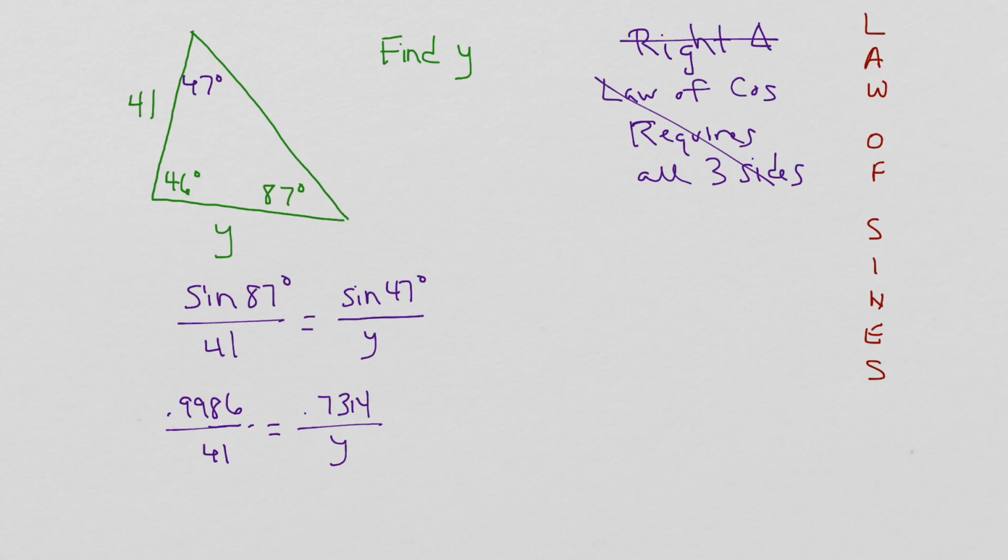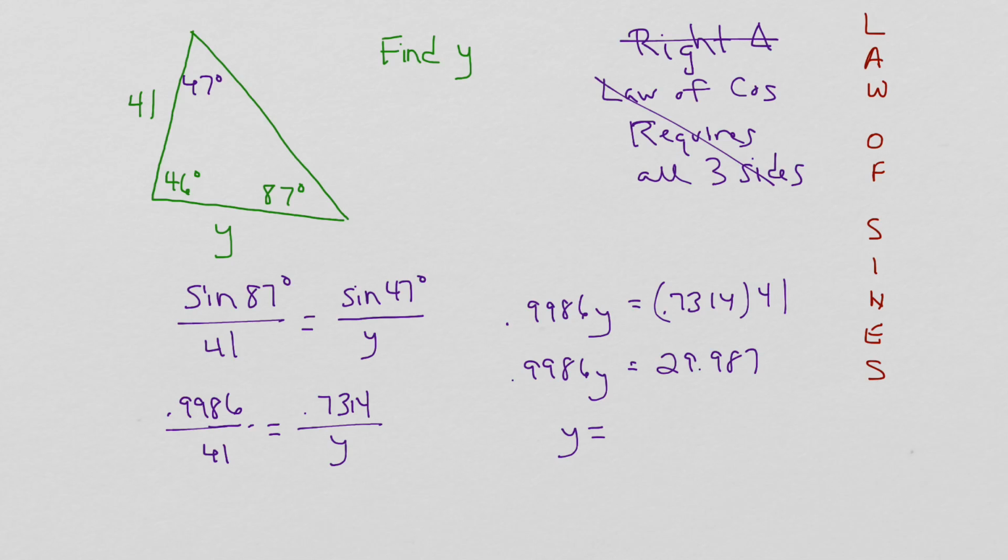So we end up with 0.9986y equals 0.7314 times 41. And lastly, divide by 0.9986, and we get y is 30.029.